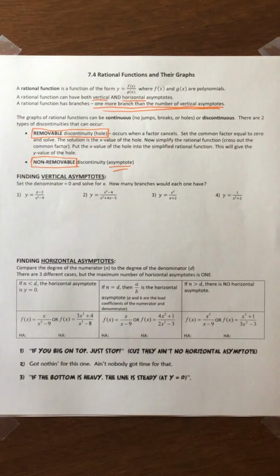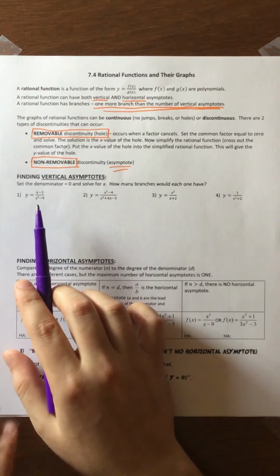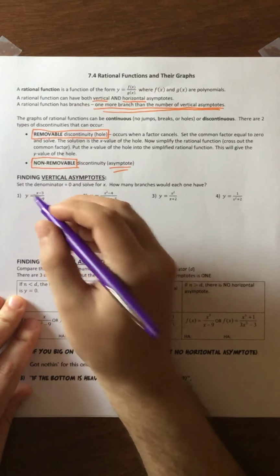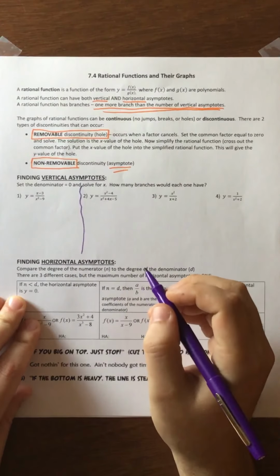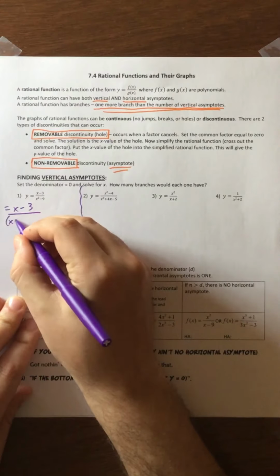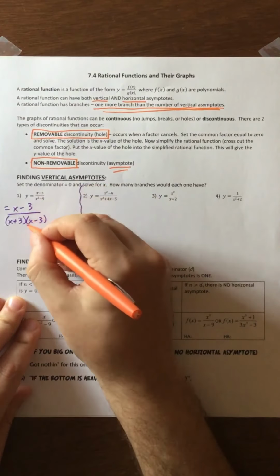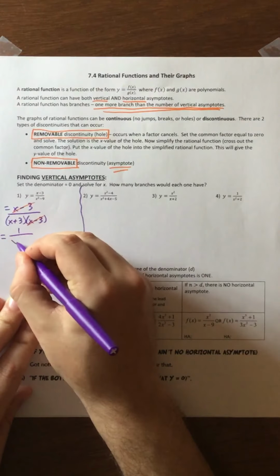Alright, so first thing we're going to do is identify holes and vertical asymptotes, because we need to know where those are on our graph. Let's look down at number 1 here. Finding vertical asymptotes. The first step in these problems is to factor your numerators and denominators. Nothing can happen with my numerator here. My denominator is a difference of 2 squares. The x minus 3's cancel out. You're left with 1 over x plus 3.